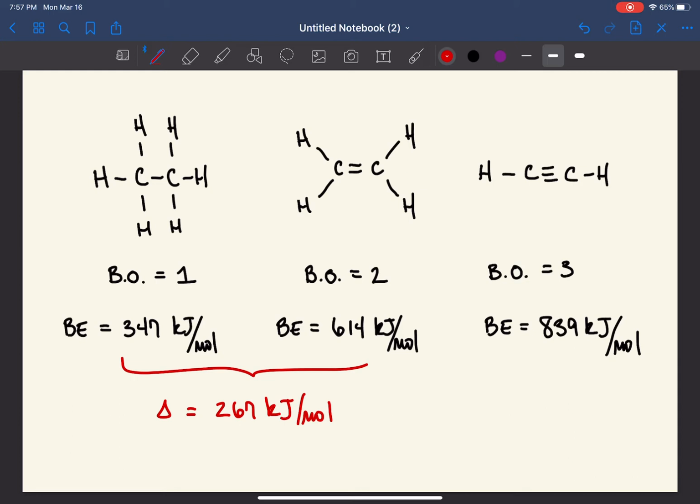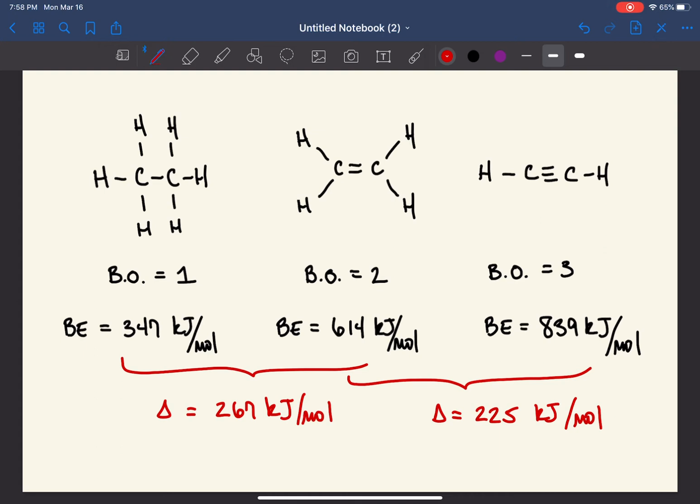And again, if we look at the difference between these two, what we would find is that this is 225 kilojoules per mole. And so this is kind of interesting because to go from a double bond, which has a sigma bond and a pi bond, we're going to a triple bond, which has a sigma bond and two pi bonds. So you might expect the difference to be another 267 kilojoules because we're adding the same type of bond that we did going from a single to a double. And this is where the second distinction comes in.